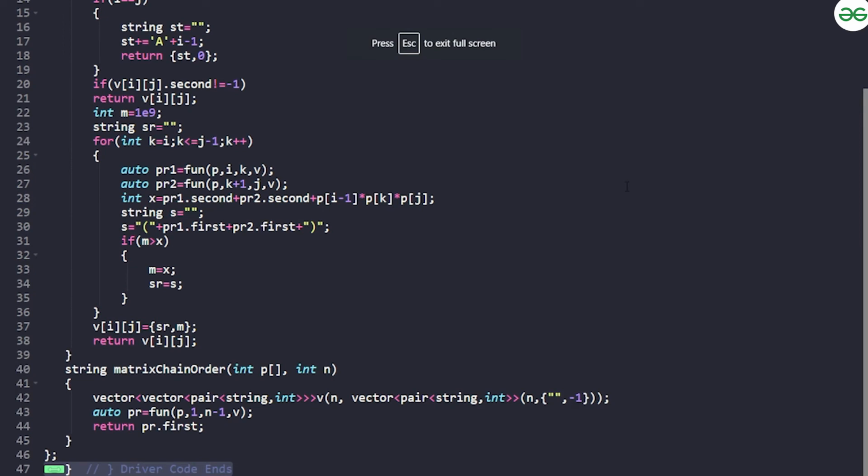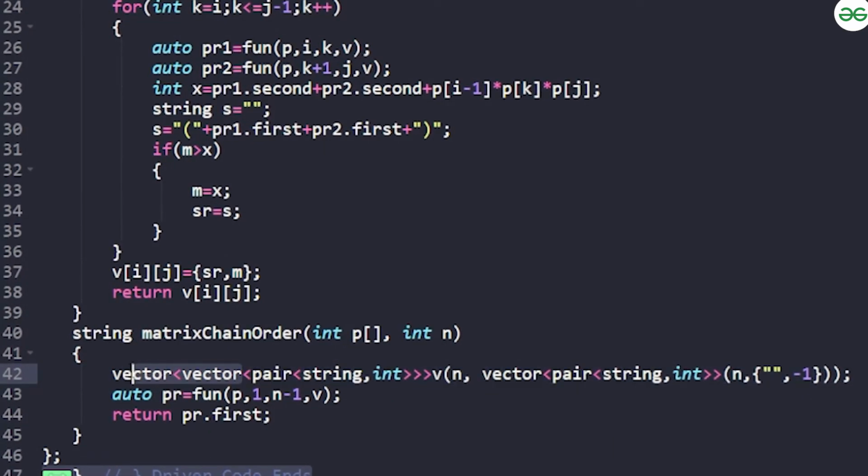So let us discuss. I have taken this quote from the description. It was written really well. Basically, we'll be declaring a vector of vector, a 2D vector consisting of a pair. The first part of the pair we have taken as a string, and the second part is an integer. The string part will be storing the sequence of brackets according to the minimum operations, and the integer will tell us the minimum number of operations.